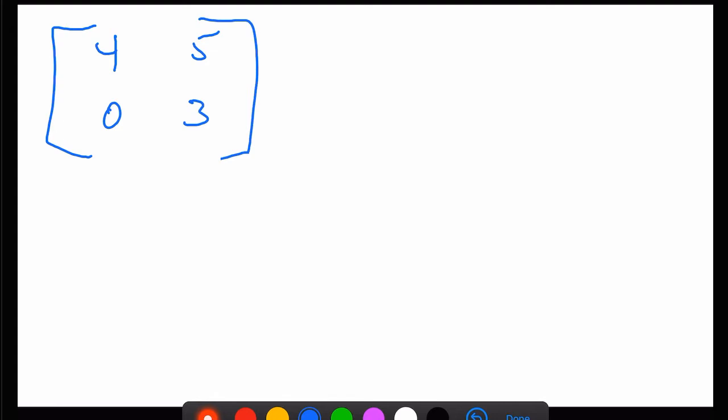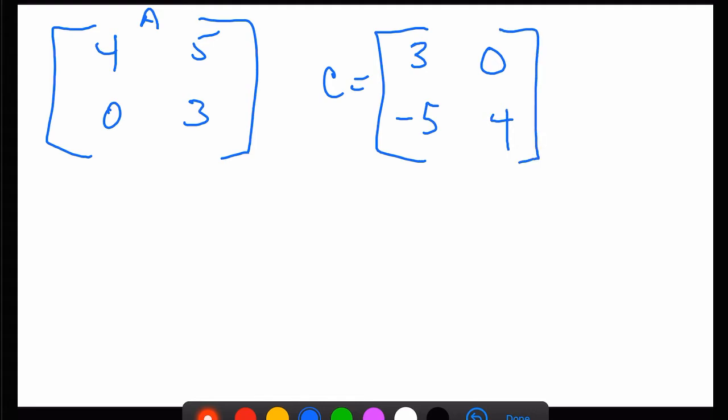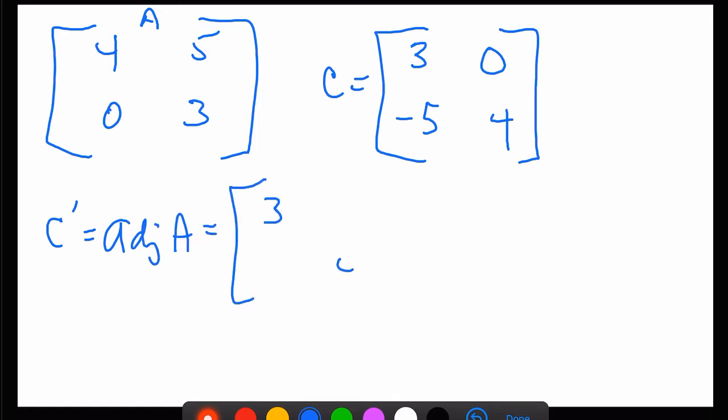Okay, so there's our matrix. That's A. What's C going to be equal to? Well, C is going to be equal to 3 and 4. 0 minus 5. That's a minus 0, but we don't really care. So C transpose, which is adjoint A, is going to be 3, 4, minus 5, 0. Okay? Are we good there?